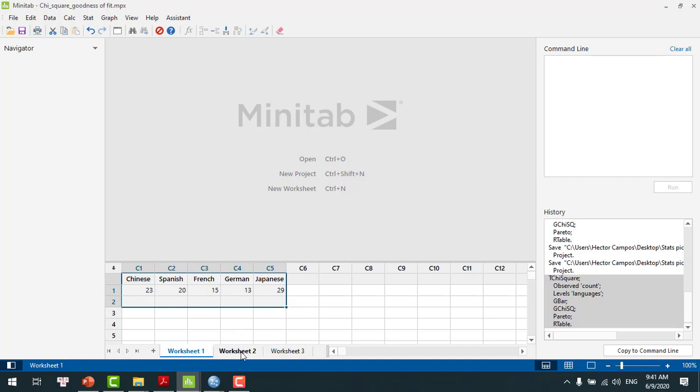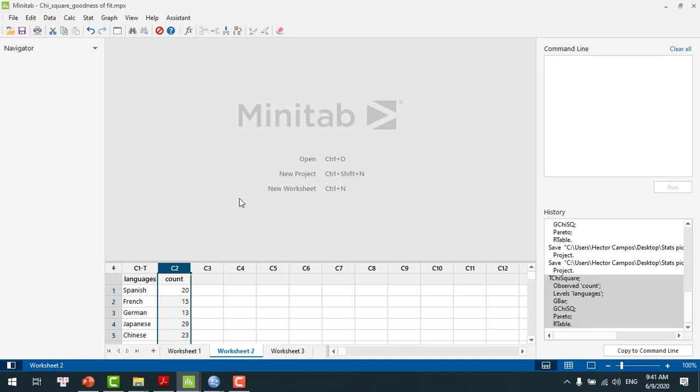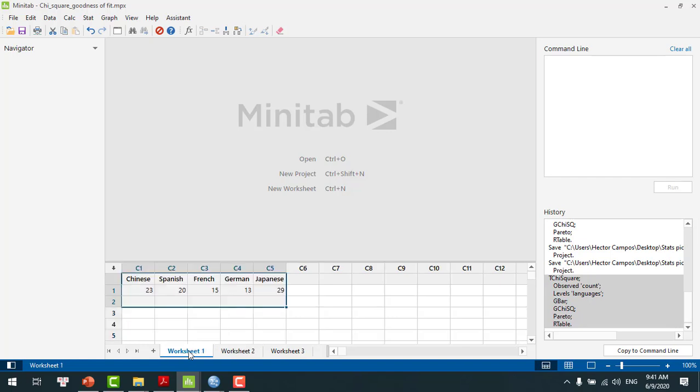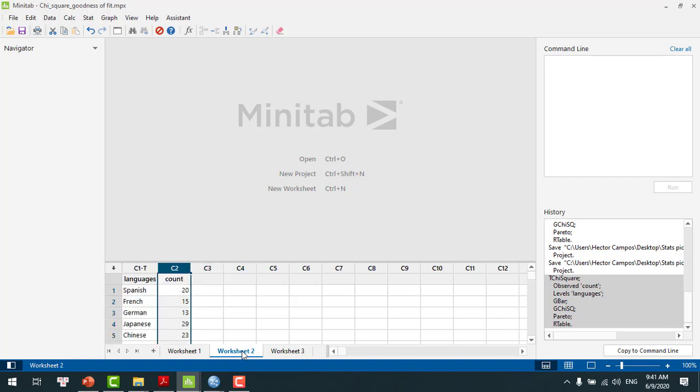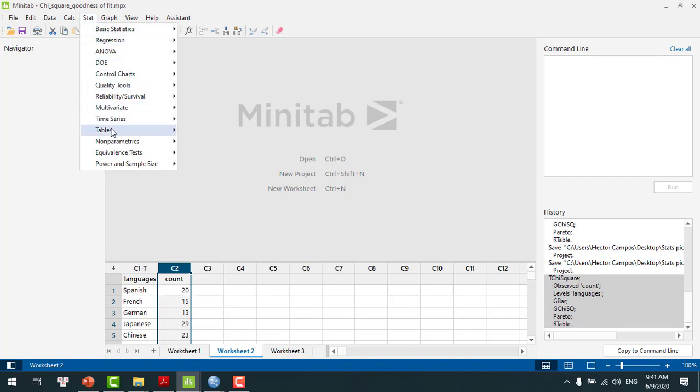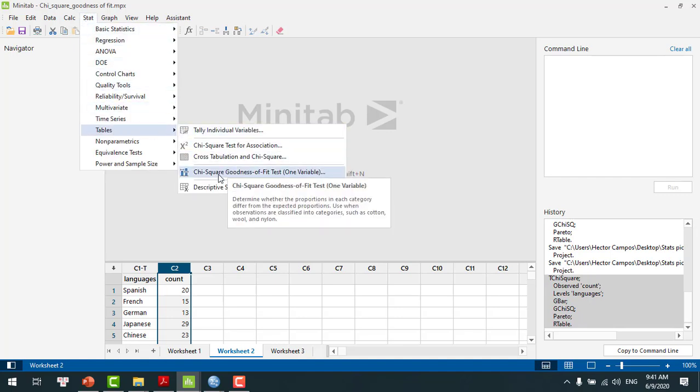So what I've done here in worksheet number 2, you have the same data, vertically. Notice Spanish 20, French 15. So we have exactly the same data, but now we have the data vertically. So you have to have the data in the right order, in the right way, so that Minitab can analyze that. So now let's go back to Stat, Tables, and now we're going to try to run the chi-square goodness of fit for one variable.